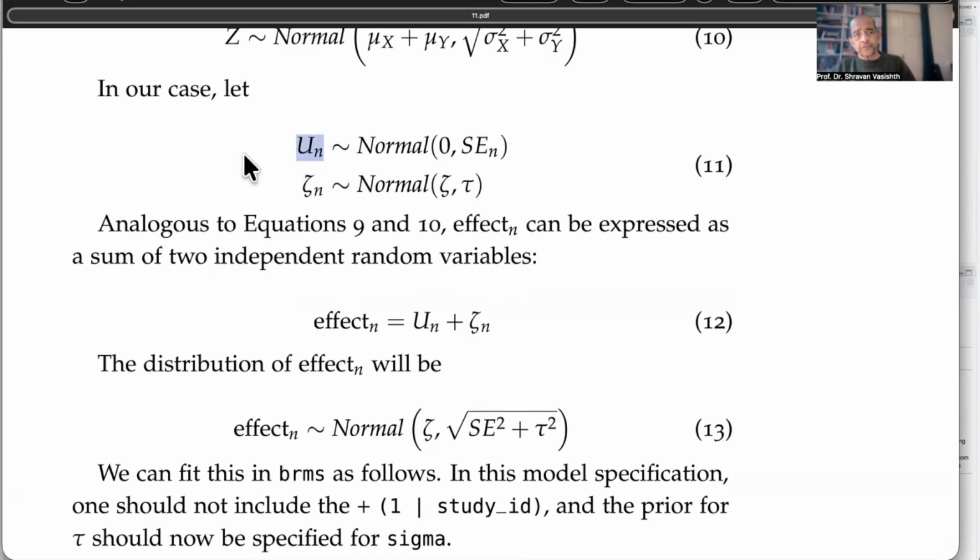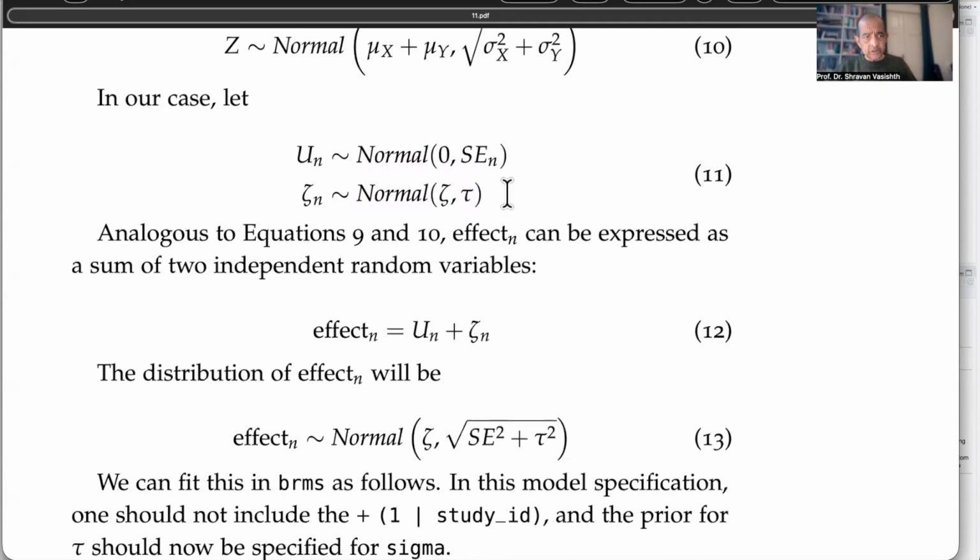We think of the individual studies' estimates as coming from a varying intercept, an intercept adjustment, which has mean 0 and some standard deviation sigma sub n, and we set up the zeta sub n's to be coming from a normal distribution, just like before, with mean zeta and between-study variability tau.